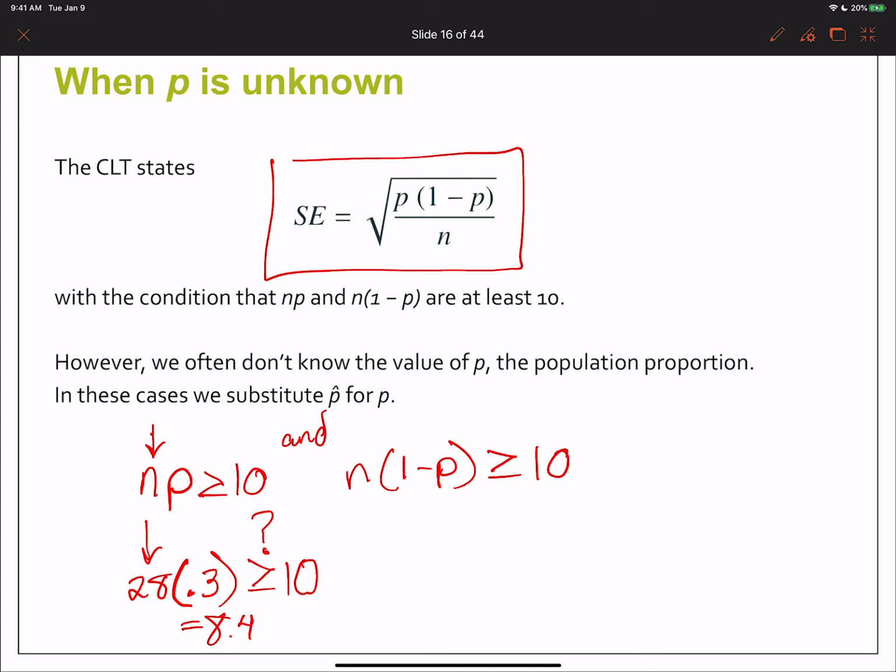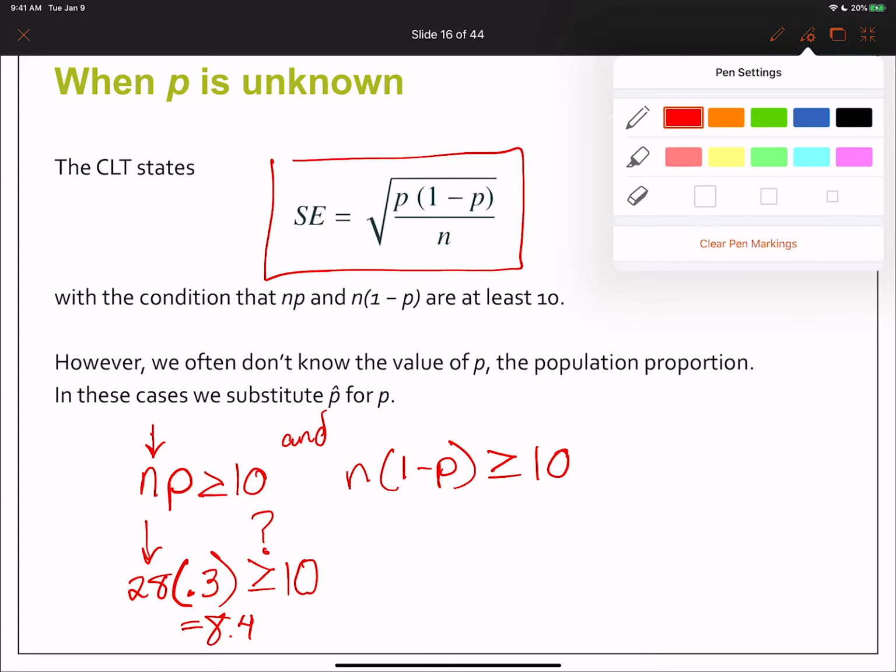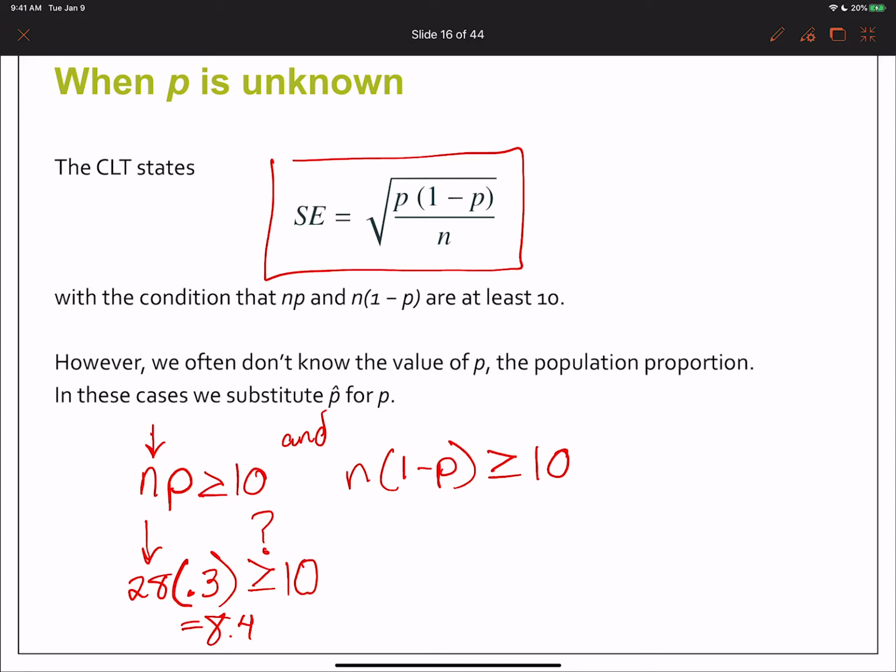So we can see that if 30% of the class like the color red, our class size would not be big enough to satisfy this requirement, because that would mean only 8.4 of us, so we could round that up to 9 of us like the color red, which is not bigger than 10. On the flip side, let's check the other requirement while we're at this same example. For the other one, N is still 28.